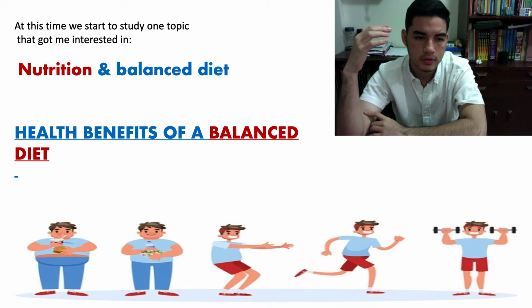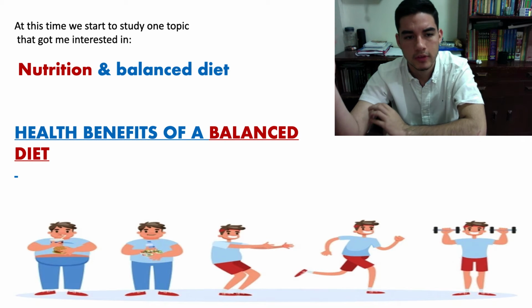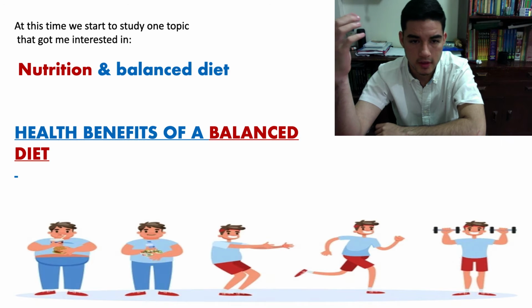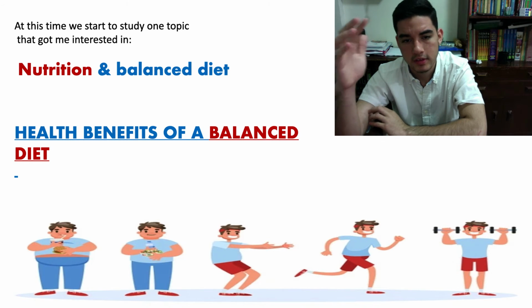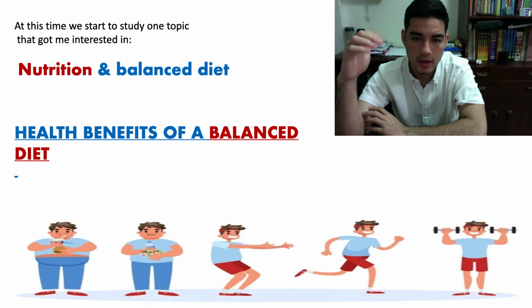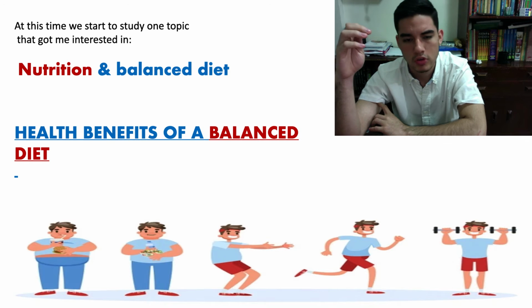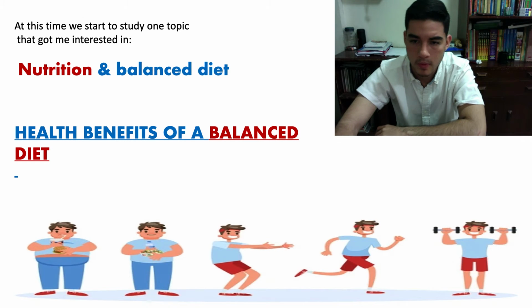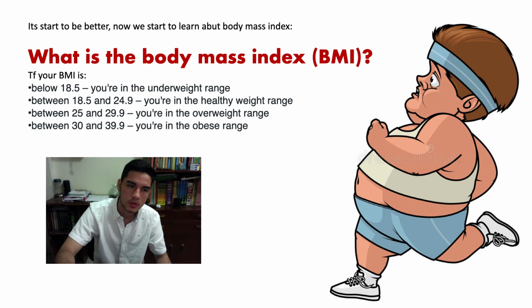Now I will explain the health benefits of a balanced diet. Males tend to need more calories than females. People who exercise need more calories than people who don't. Healthy eating increases energy and improves the function of your body, strengthening your immune system. And so it started to be better.